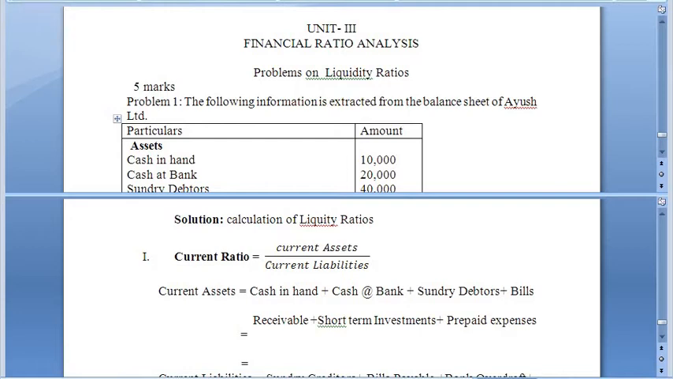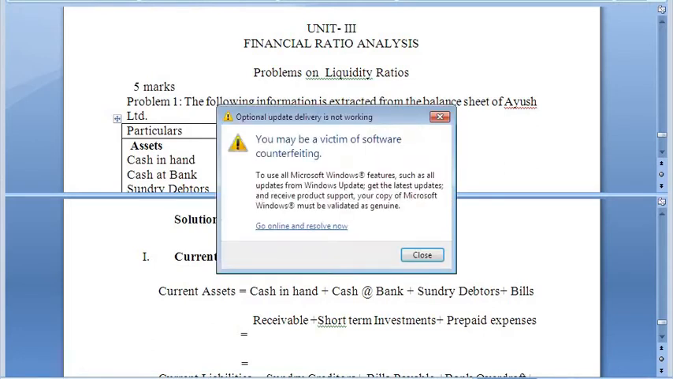Today we will be starting with the problems on financial ratio analysis. Okay, this is unit number 3, financial ratio analysis. In the previous class we discussed the classification of ratios, right? We have 4 broad categories or groups of ratios for our syllabus. First one is liquidity ratios.